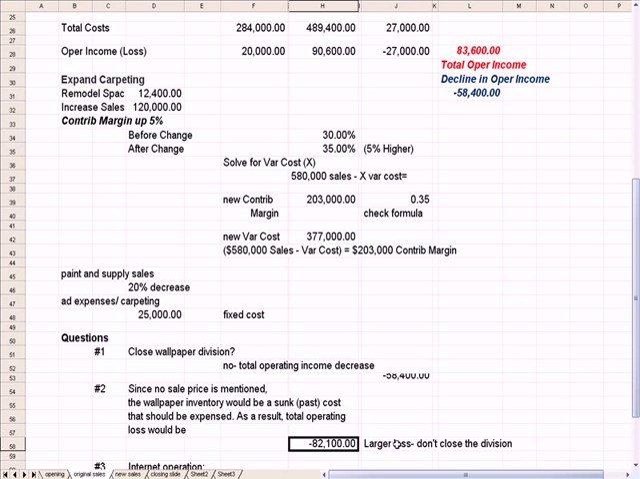The reason it would be a larger loss would be that if we left the wallpaper division open, we'd have a chance to sell this inventory. If we close the wallpaper division and we assume that there's no resale price for the inventory that's left, we would add on to our $58,400 loss. In this case, it was $23,700 in inventory that was left over. So if you close a division and you have inventory, you either sell it for some price to another vendor, or in this question, since no sale price was mentioned, we consider the whole amount to be an additional loss of $23,700.